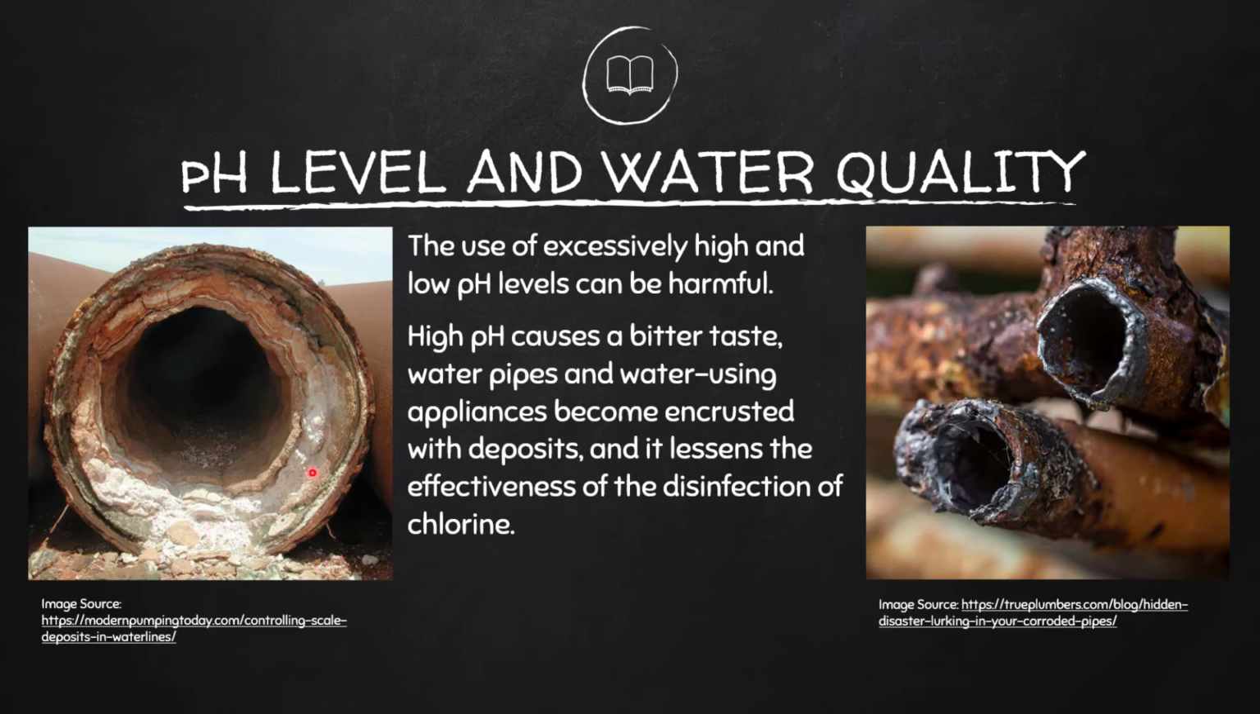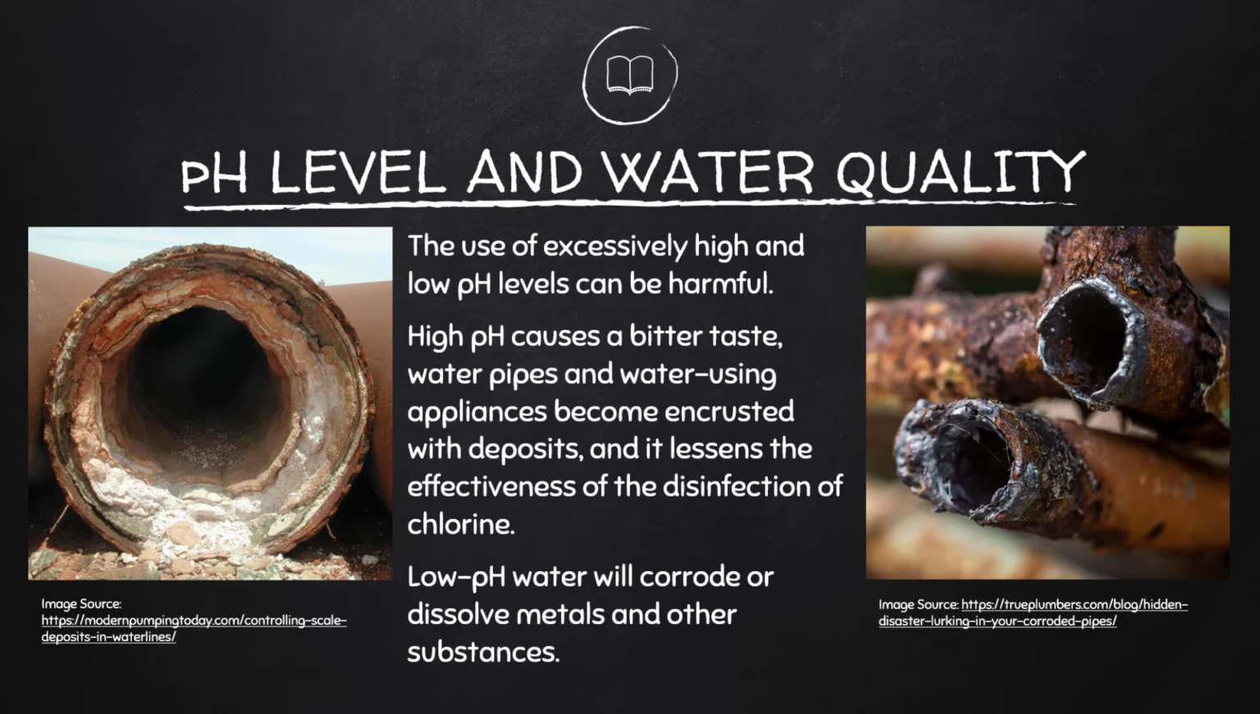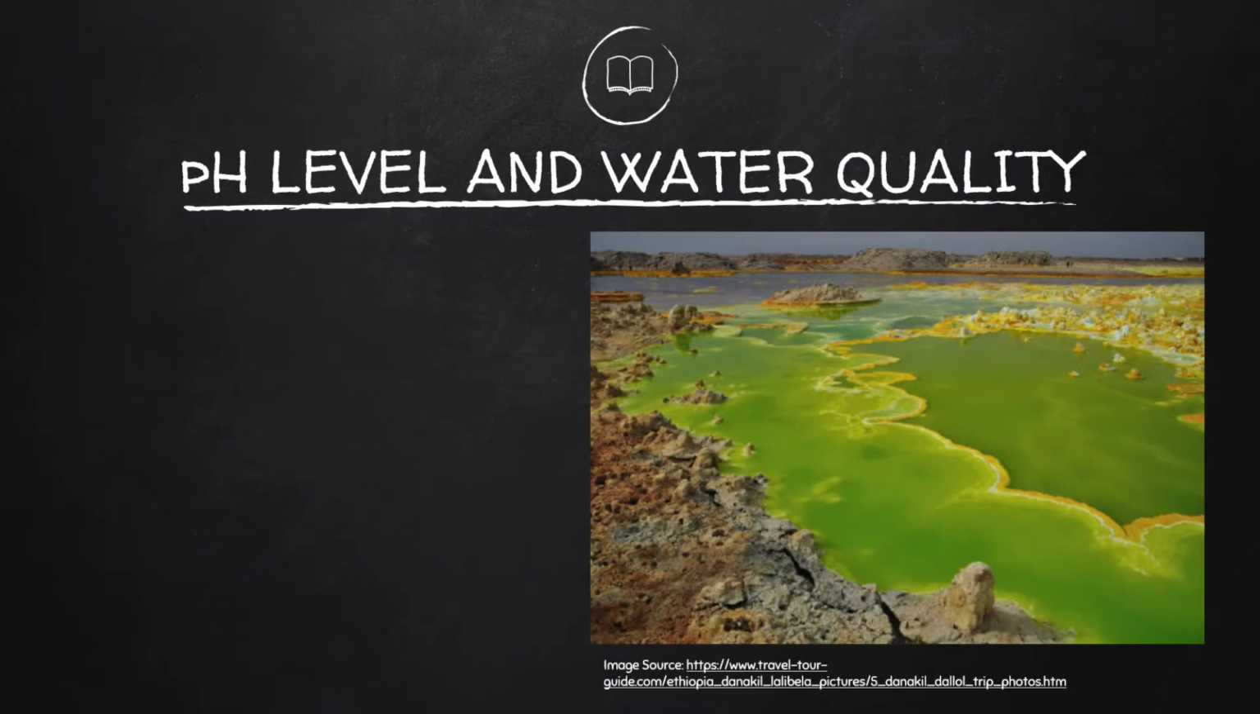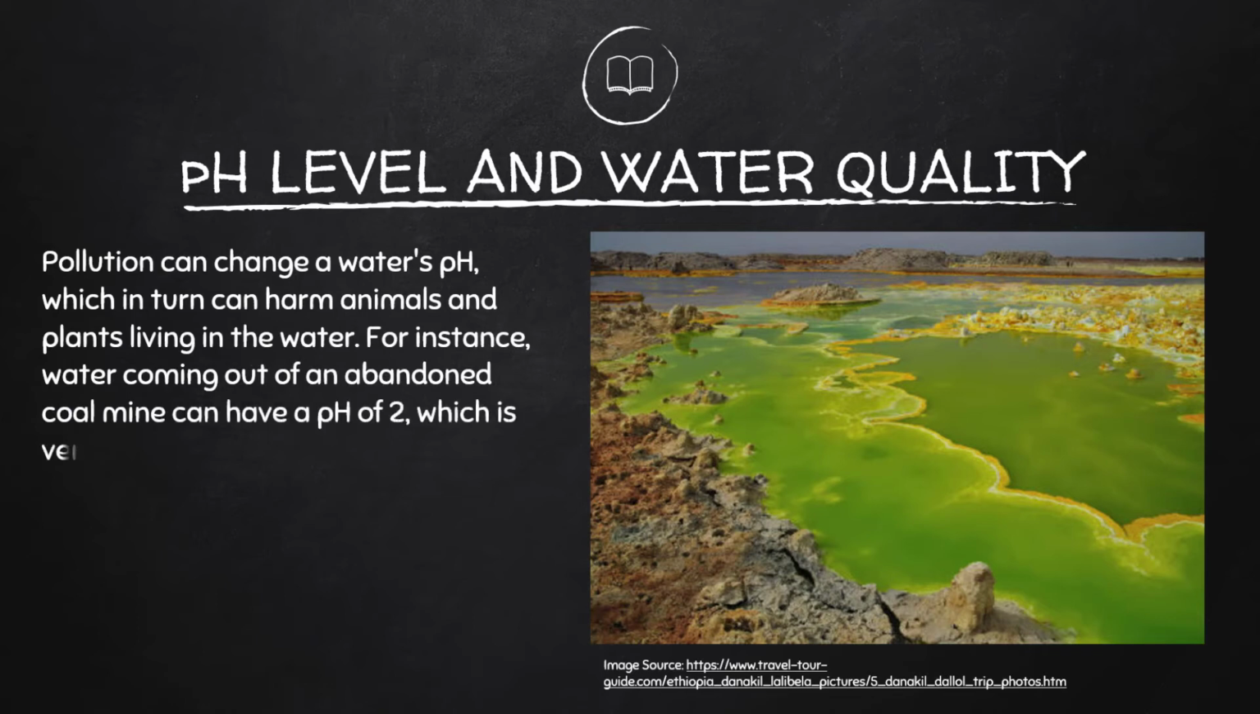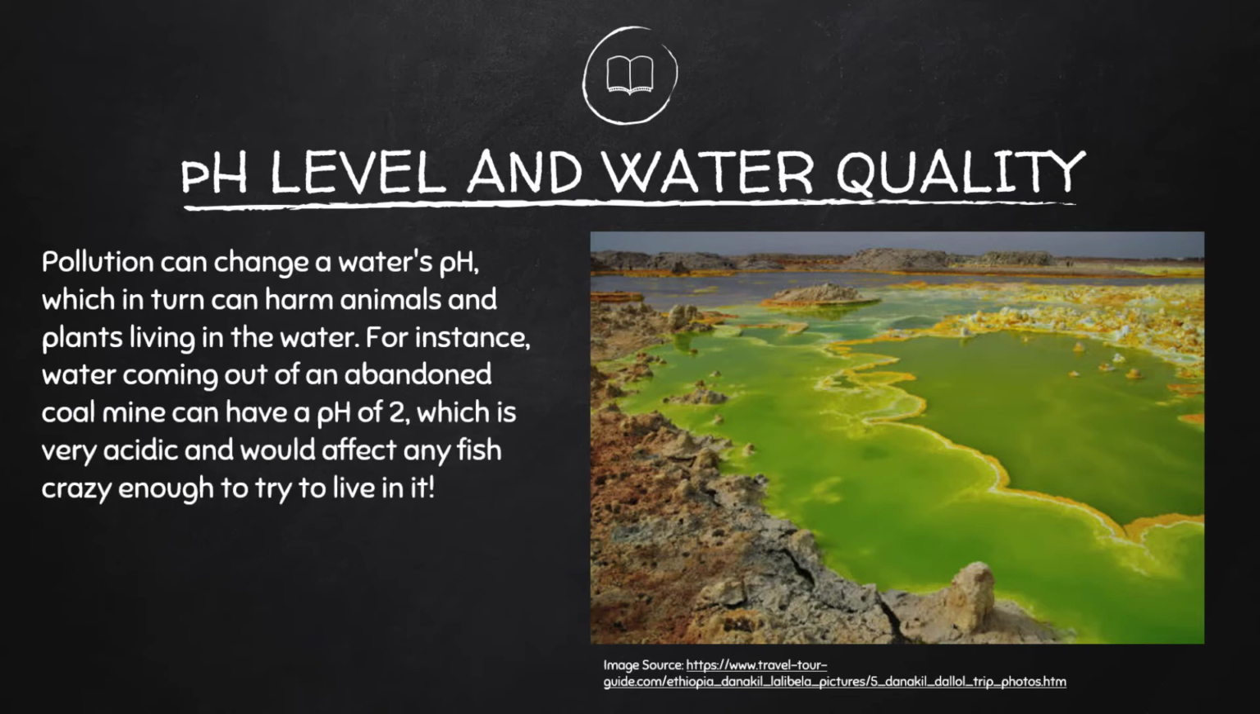On the other hand, low pH water or acidic waters will corrode or dissolve metals and other substances, as we can see in the figure on our right. Pollution can change a water's pH, which in turn can harm animals and plants living in the water. For instance, water coming out of an abandoned coal mine can have a pH of 2, which is very acidic.